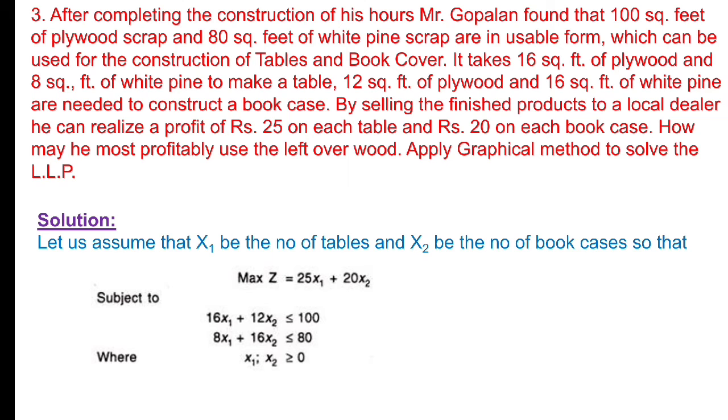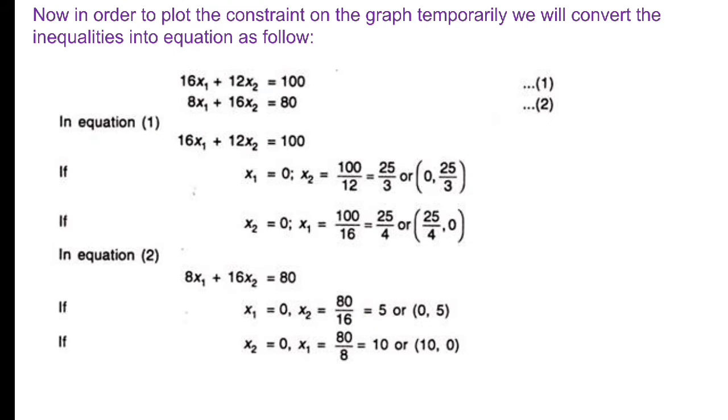We already studied that first, we consider the constraints and put the first variable equal to 0 and then the second variable equal to 0. Here we plot the constraints on the graph. Temporarily, we will convert the inequalities into equations. The first one is 16x1 plus 12x2 equal to 100. The second one is 8x1 plus 16x2 equal to 80.